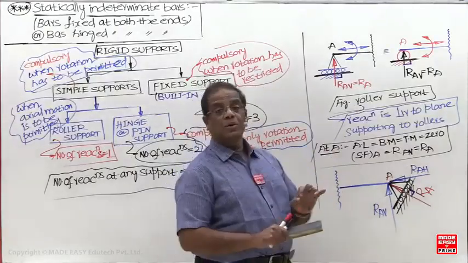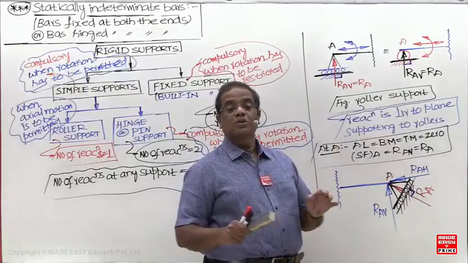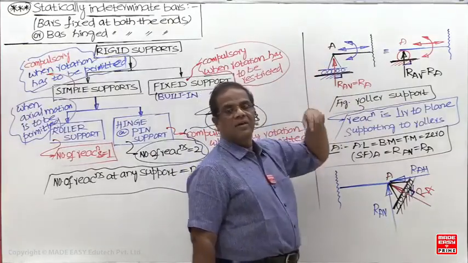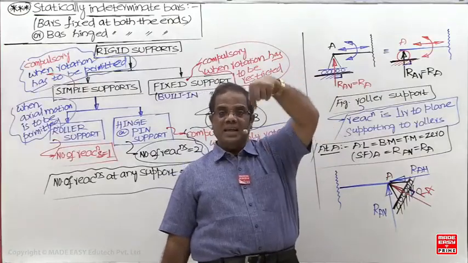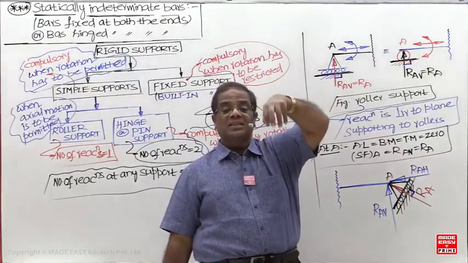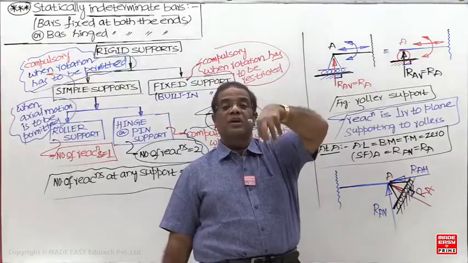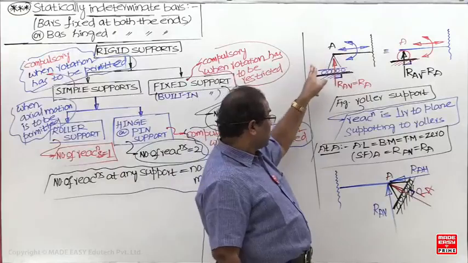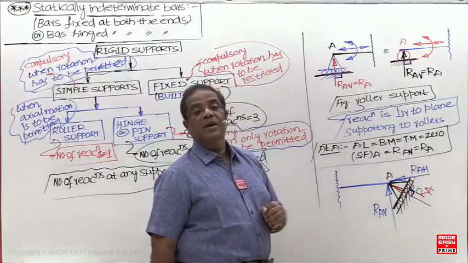But by default in a question, if nothing is mentioned, we are going to consider the roller support like this only. Why? Beams are always loaded with transverse loads, UDL, and not axial loads. So to restrict the vertical motion, generally this is used by default.